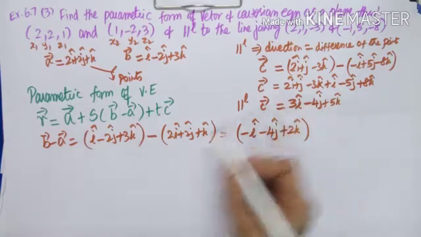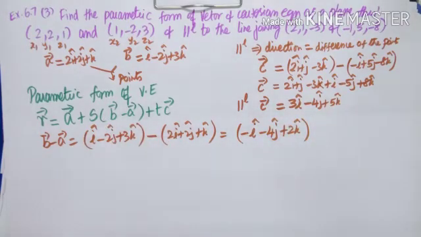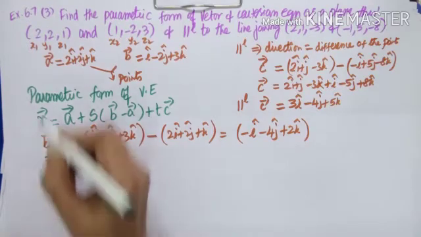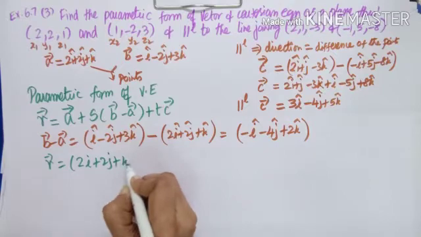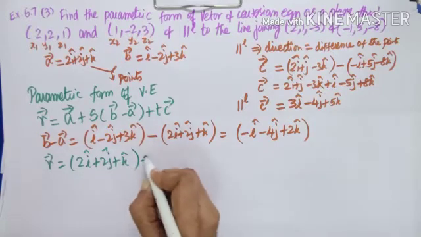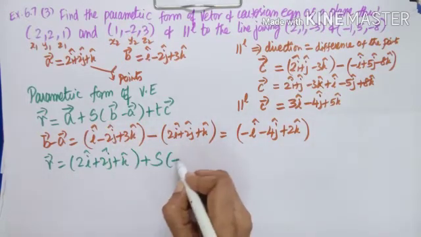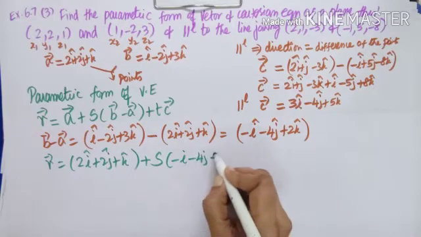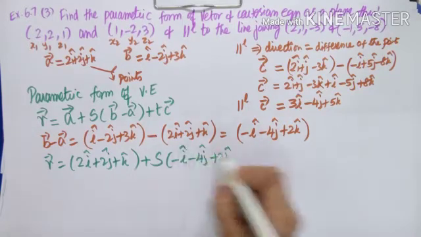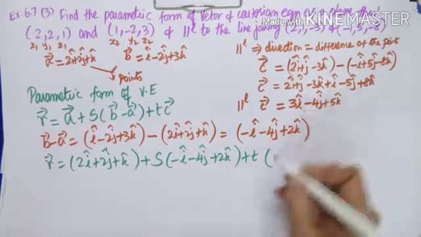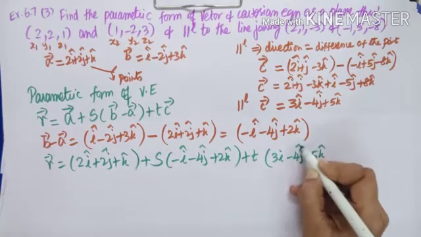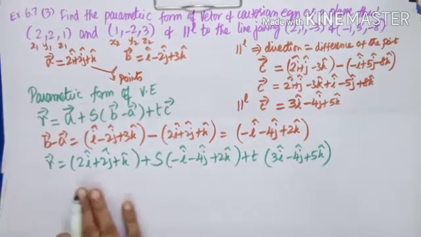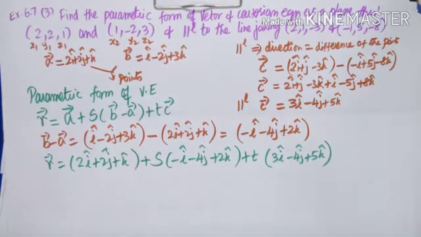Now I know everything. Let me substitute in R vector. So what is R vector? A vector is 2i plus 2j plus k plus s into B minus A, minus i minus 4j plus 2k, plus t into C vector 3i minus 4j plus 5k. This we call as the vector equation.